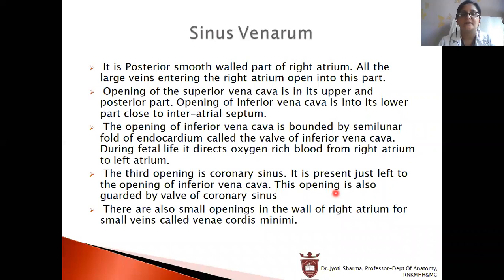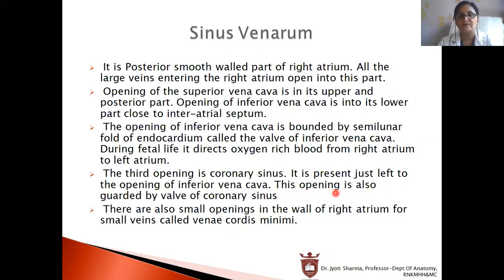Sinus venarum. It is posterior smooth walled part of right atrium. All the large veins entering the right atrium open into this part. The opening of superior vena cava is in its upper and posterior part. Opening of inferior vena cava is into its lower part close to interatrial septum.